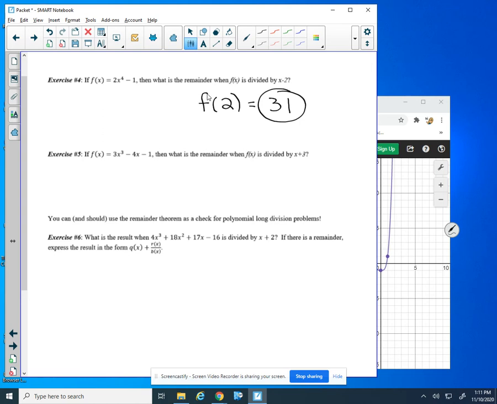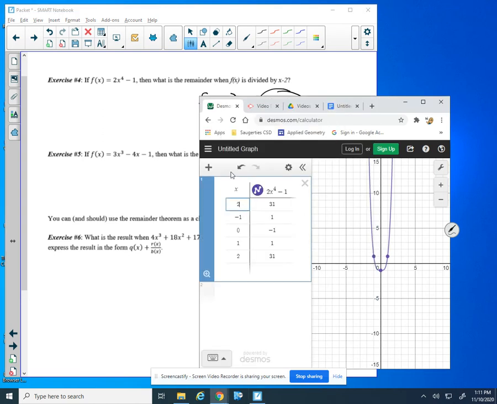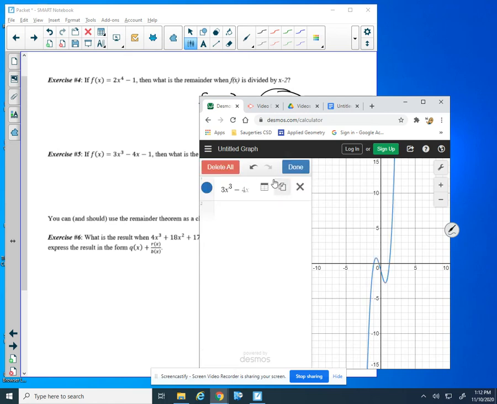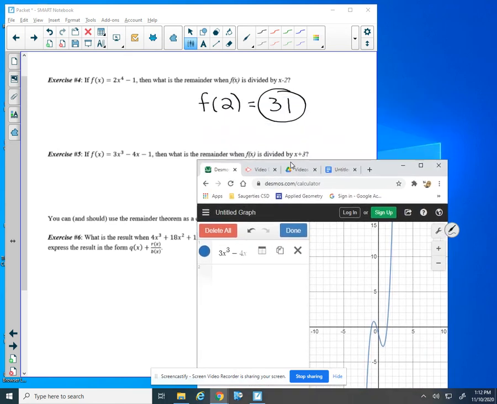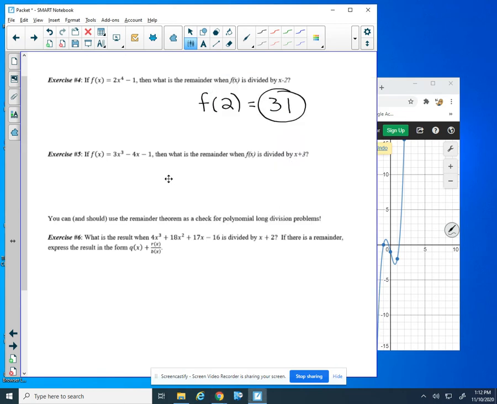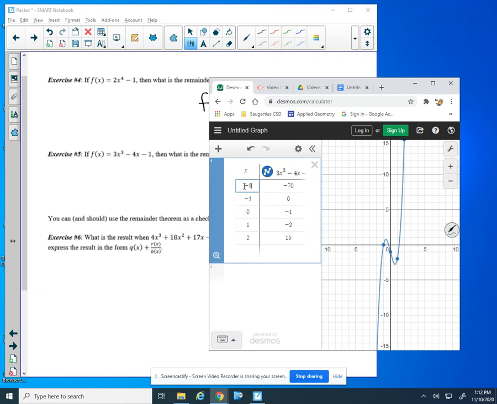So our next one, 3x cubed minus 4x minus 1. I would pause and try this just to make sure you're good with it. And you can do it on a graphing calculator too. This is just a little easier for the videos. And this time, what is the remainder when we divide by x plus 3? So I'm going to check my table at -3. I'm going to type a -3 in here. So the remainder would be -70. Just to not go too fast here, f of -3 is -70.